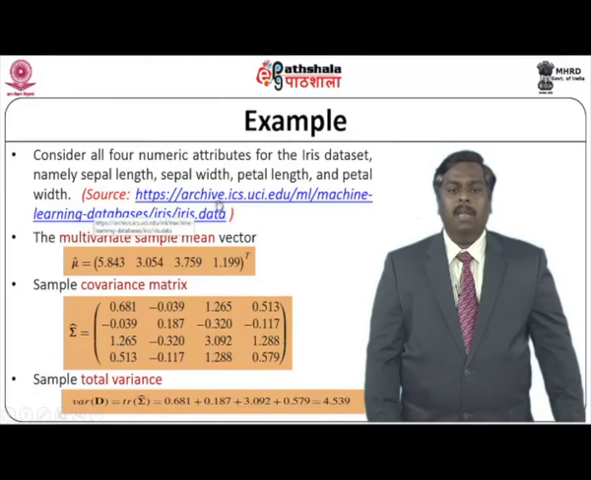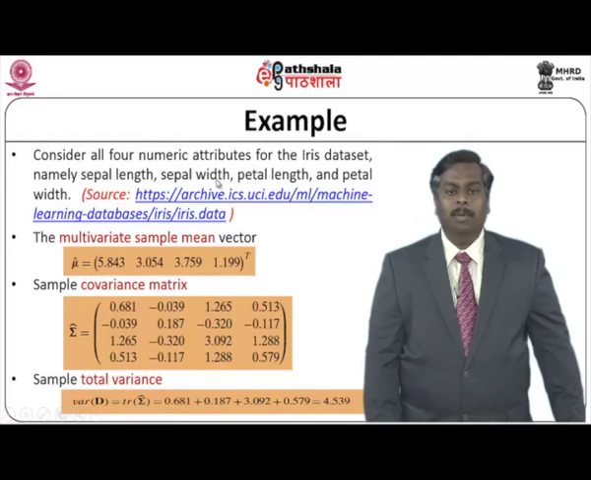Let us take the example of the same iris data set. The source for the iris data set is provided here. From this data set, we have considered all possible attributes which are part of the data set: sepal length, sepal width, petal length and petal width. Originally for univariate analysis, we associated ourselves with the sepal length attribute. Then for bivariate analysis, we associated two attributes, sepal length and sepal width. For multivariate analysis, we are going to consider all these attributes and the corresponding values.